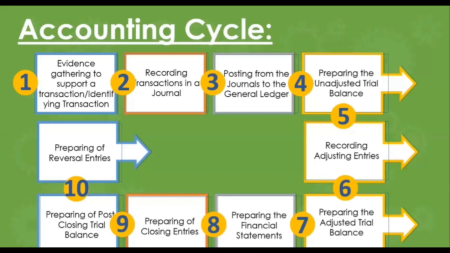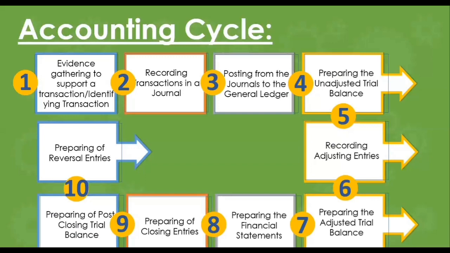Now, usually, the financial statements that are prepared at the end of the accounting period are the income statement, the statement of financial condition, also known as the balance sheet, the statement of cash flows, and the statement of retained earnings. These financial statements are the output of the accounting process, which are then used by the interested parties, both the internal and external users. And the eighth step of the accounting cycle is recording closing entries.